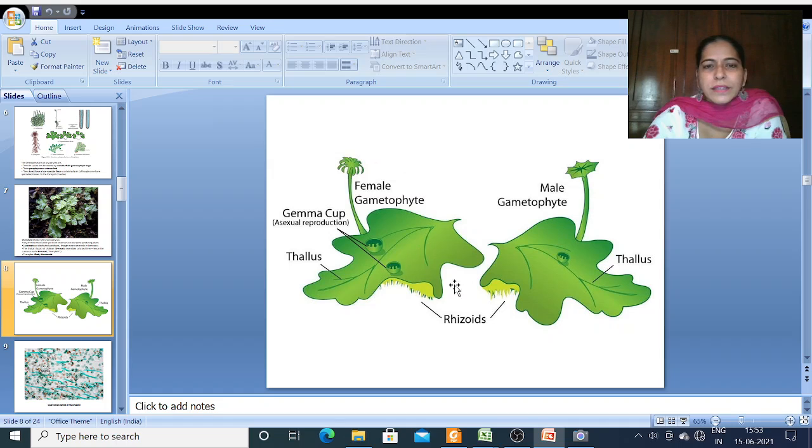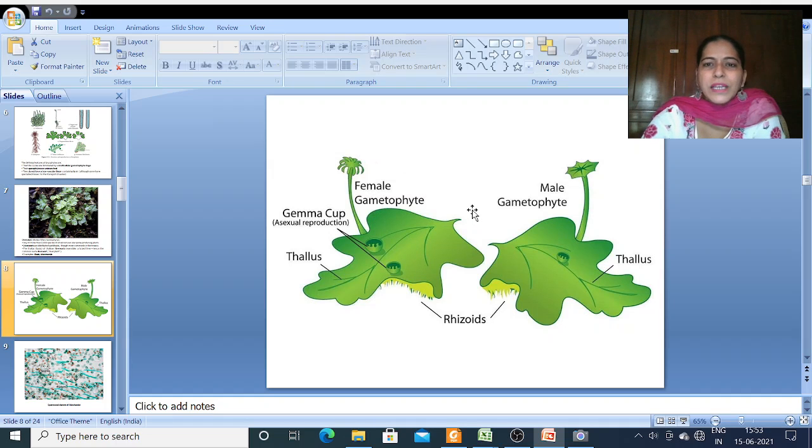Here we can see the thallus of Marchantia. On the undersurface, that is the ventral surface, they have rhizoids as well as the scales. Scales can be of two types. Then the gemma cups are there for asexual reproduction. They contain gemmae, which are dispersed later on.